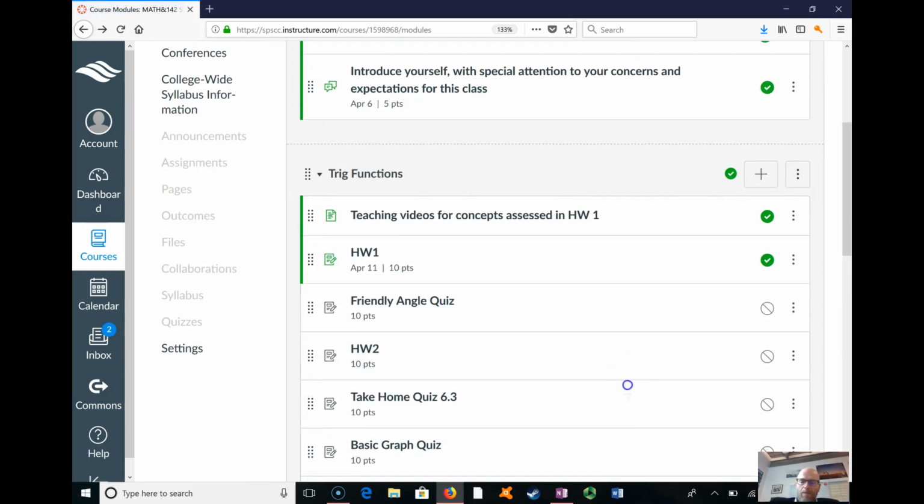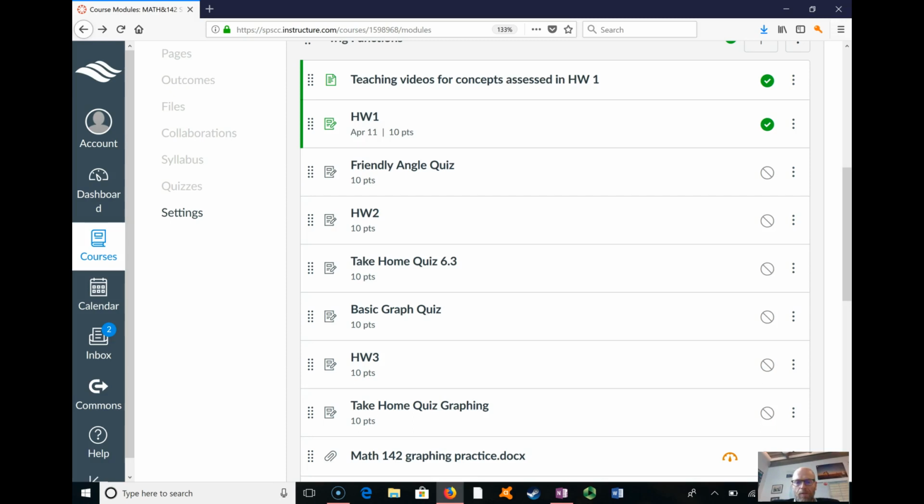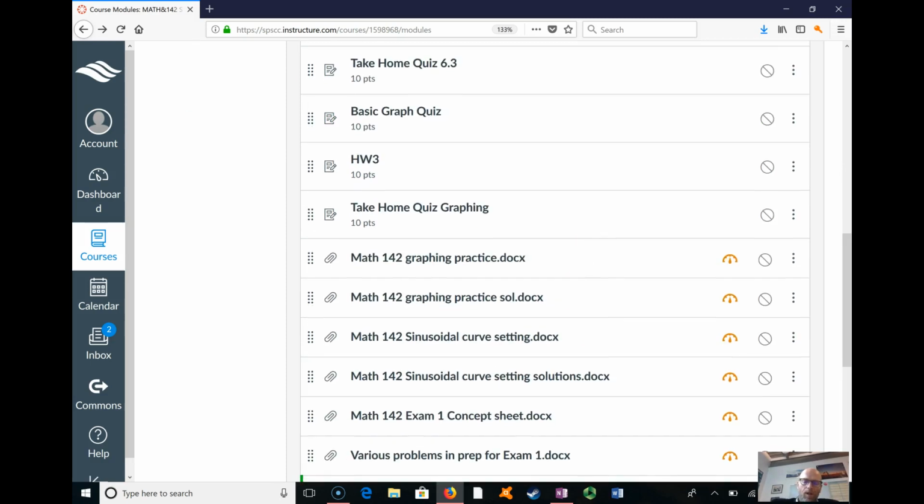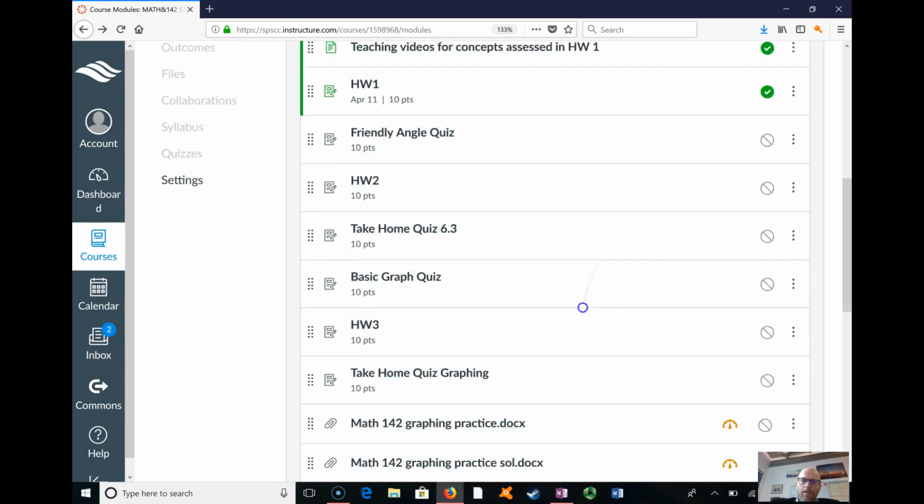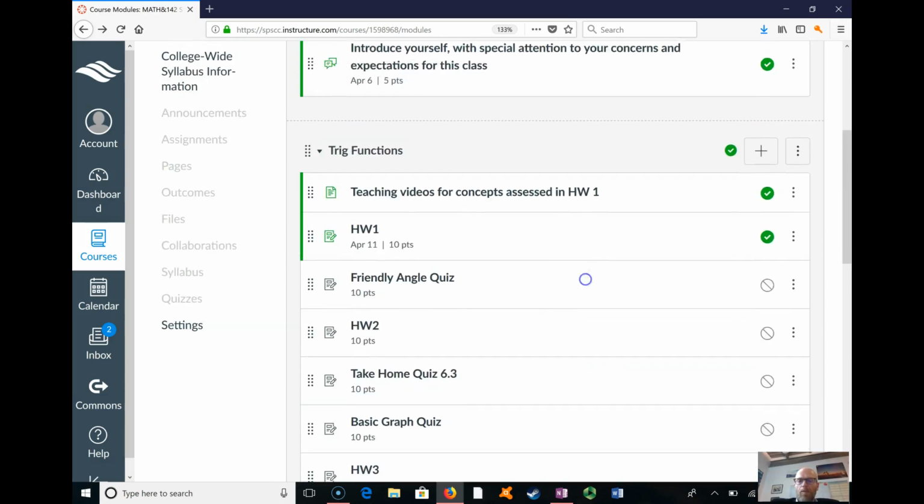And then you can see down here there's more things coming up: the angle quiz, homework 2, take-home quiz, basic graph quiz. A lot of stuff going on down here. Down here you can see some worksheets, practice and stuff. So the way my class works is the expectation is that you'd watch the teaching videos. That's where you're going to get your learning, your access to information. You can definitely go to other YouTube videos. There's the Math TV videos that are embedded in the homework. There's a lot of different resources you can look at to access the information.